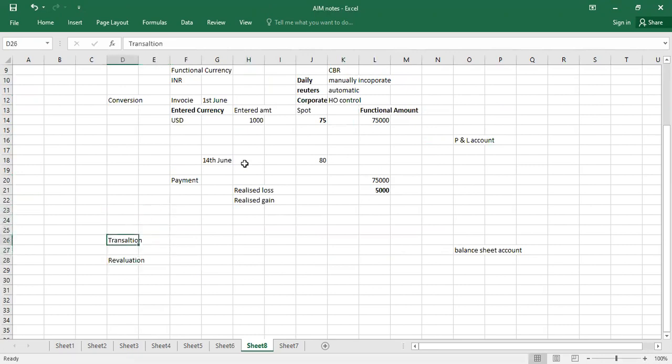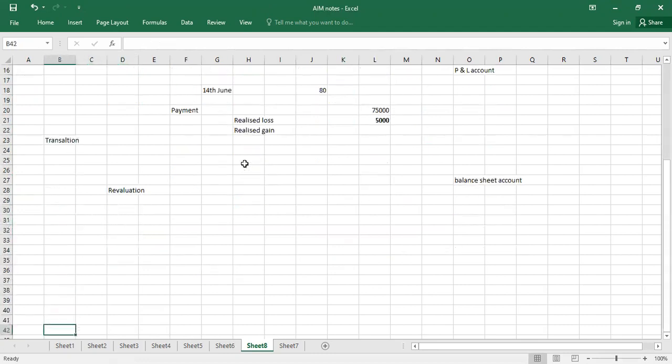See, suppose normally we'll have jewels in the house. At the age of 25, a girl is married and she is getting 50 sovereigns of gold. At that time it may be 20,000. Nobody will sell it. Maybe now the market price is double.